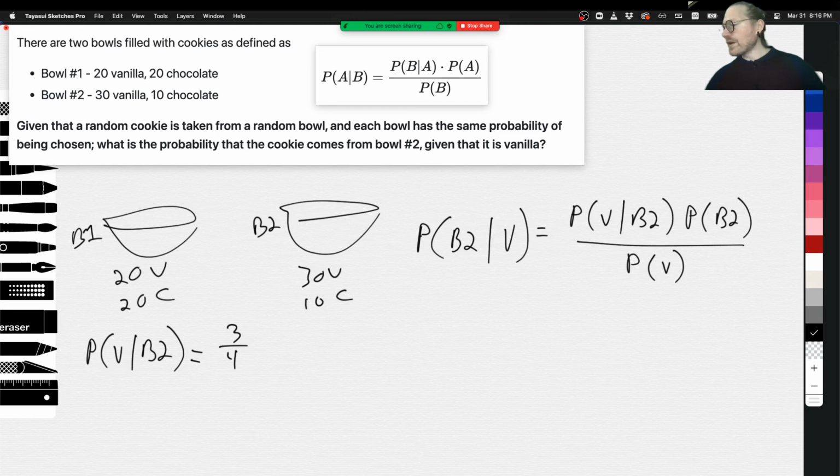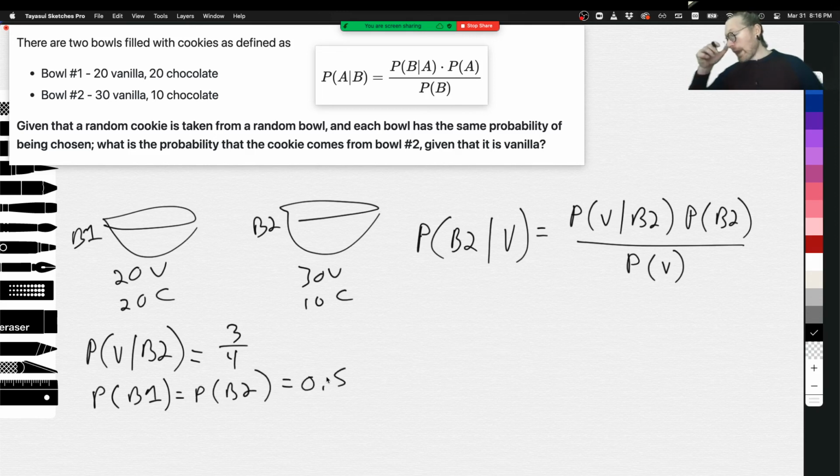And we also need some other information. We need the probability of bowl 2. Well, we know that the probability of bowl 1 is equal to the probability of bowl 2, both of which are 0.5. And even though it's not specifically expressed in this equation, we're going to need to know the probability of vanilla in bowl 1 as well. And the reason for that is, where does it tell us the probability of vanilla? It doesn't at any point tell us that. So we actually need to construct that with the law of total probability.